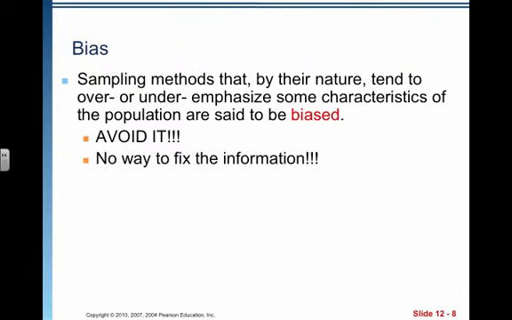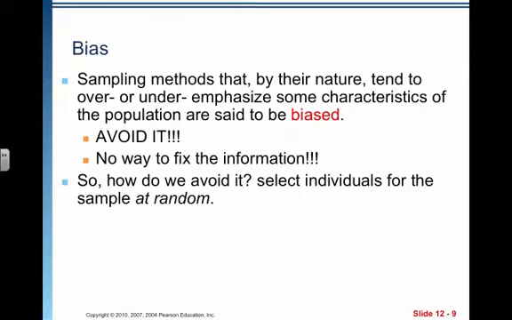Sampling methods that by their nature tend to over or underemphasize some characteristics of the population are said to be biased. Whatever you're trying to measure will then likely be off base. It won't be measuring accurately that population parameter that you actually want to know. So you need to avoid this. There is no way to fix the information if your sampling methodology is biased. How do we avoid it? We select individuals for the sample at random.